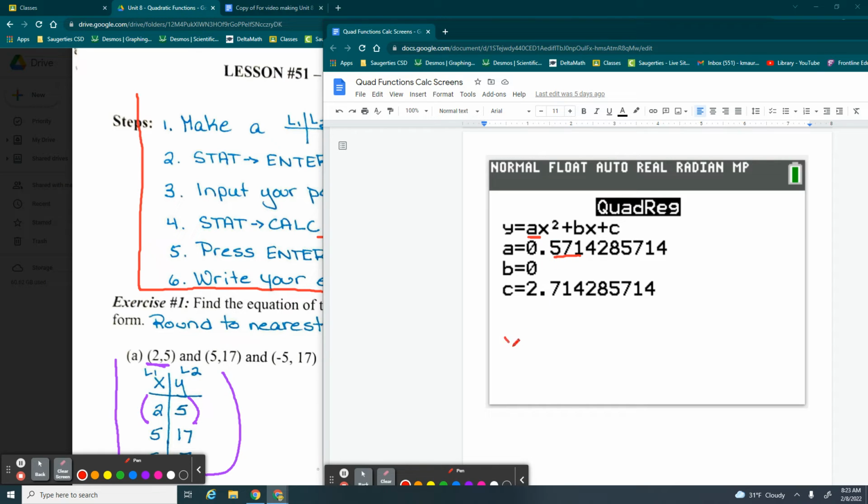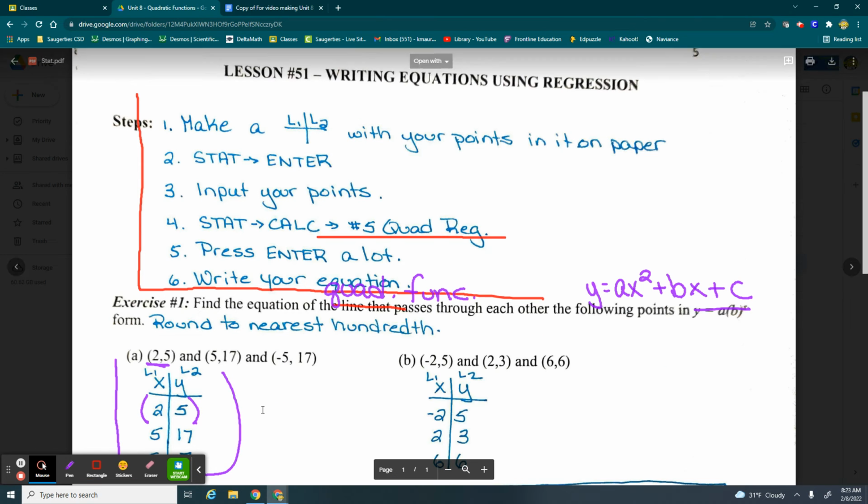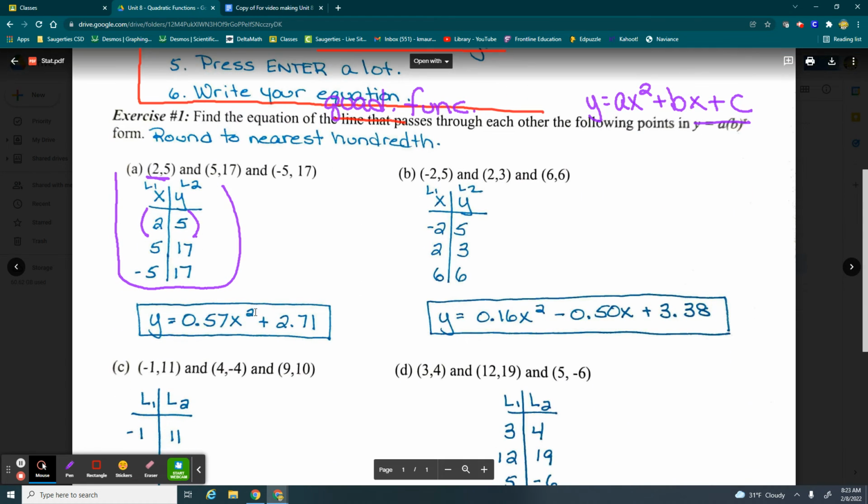So this would be y equals 0.57, and you could put a 0 if you want, x squared. Then we have to do the B number next, which is 0. You could put 0x, or you could not. You could just leave that one out. And then our last is the C number. 2 decimal places is right here, plus 2.71. And that's what you do for each one of these. So let me come back here. And that's what I got.